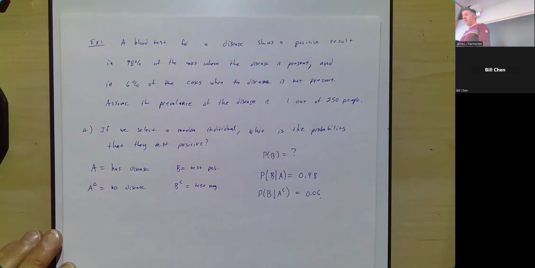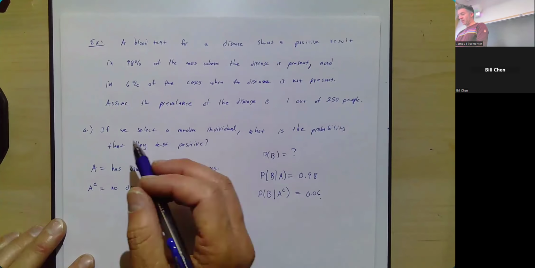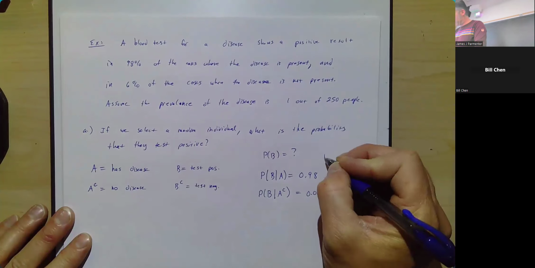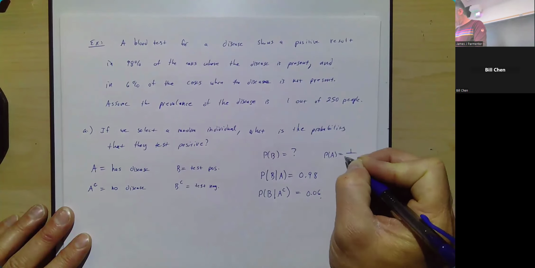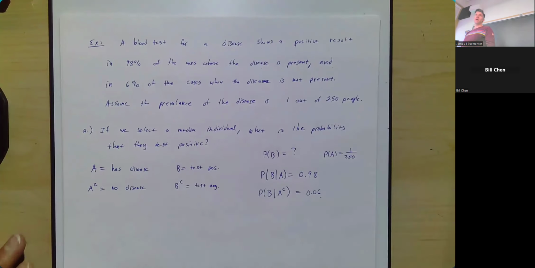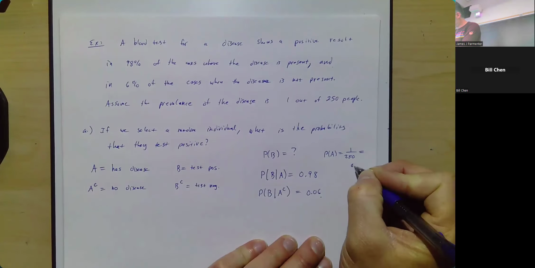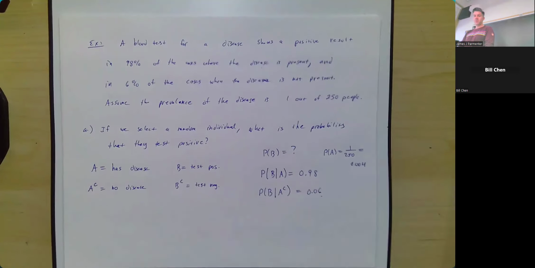And then finally, the other thing that we know is the probability that someone has the disease is 1 out of 250. Which you certainly could change into a decimal. It'd be 0.004. Yeah. Because 1 out of 25 is 4%. So 1 out of 250 is 0.4%, which is 0.004. Cool.